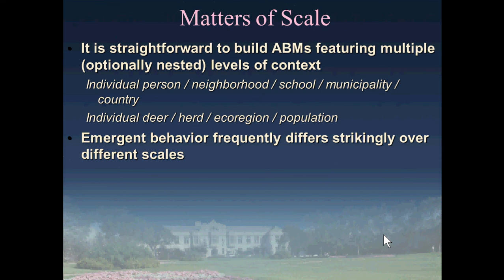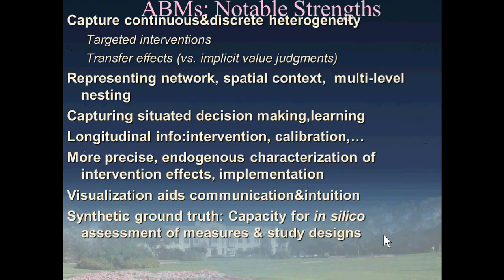This sort of modeling can be very, very useful if you're working with things like multi-level statistics, hierarchical linear modeling, mixed effects methods, where you have some data at the higher level and some data at the individual level, and you're seeking to make sense of it with these sorts of models. And frequently, the emergent behavior will differ strikingly over different scales. So let me briefly highlight what I see as notable strengths of agent-based modeling at an introduction. We're going to get more familiar with these over time, and I may go into a little bit more detail when we talk about hybrid models.